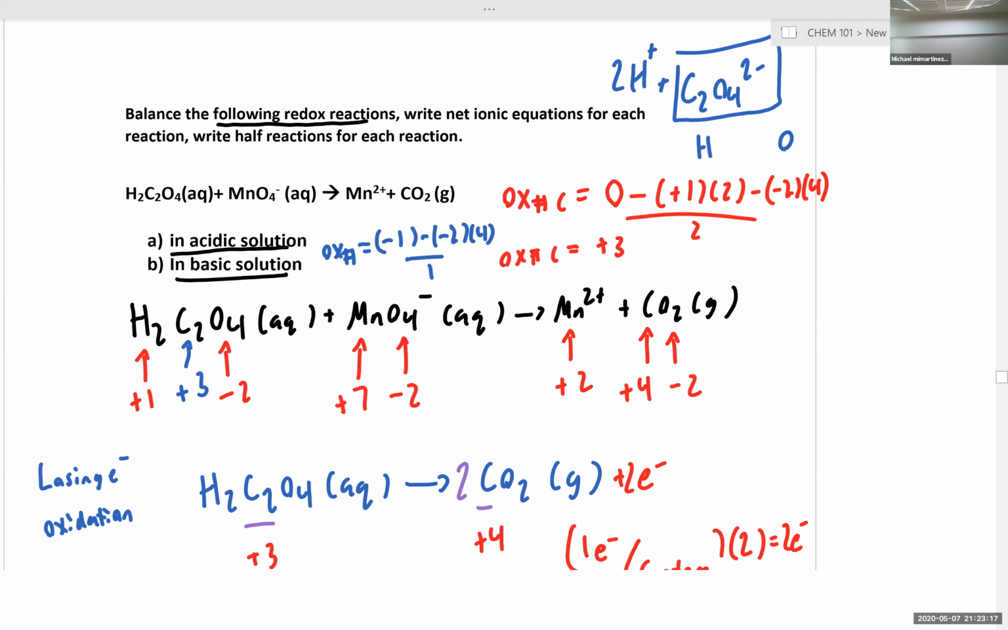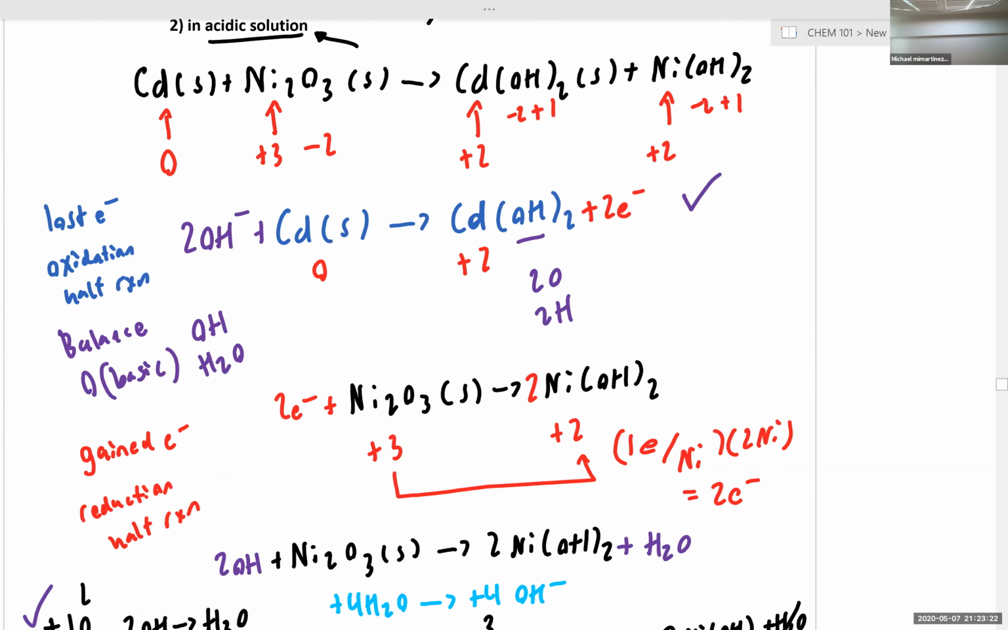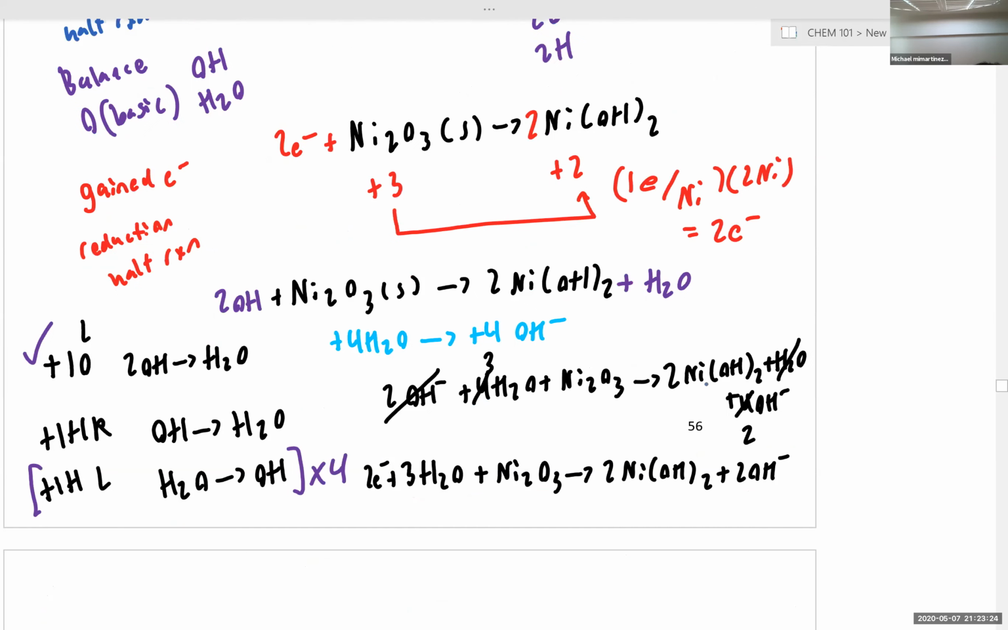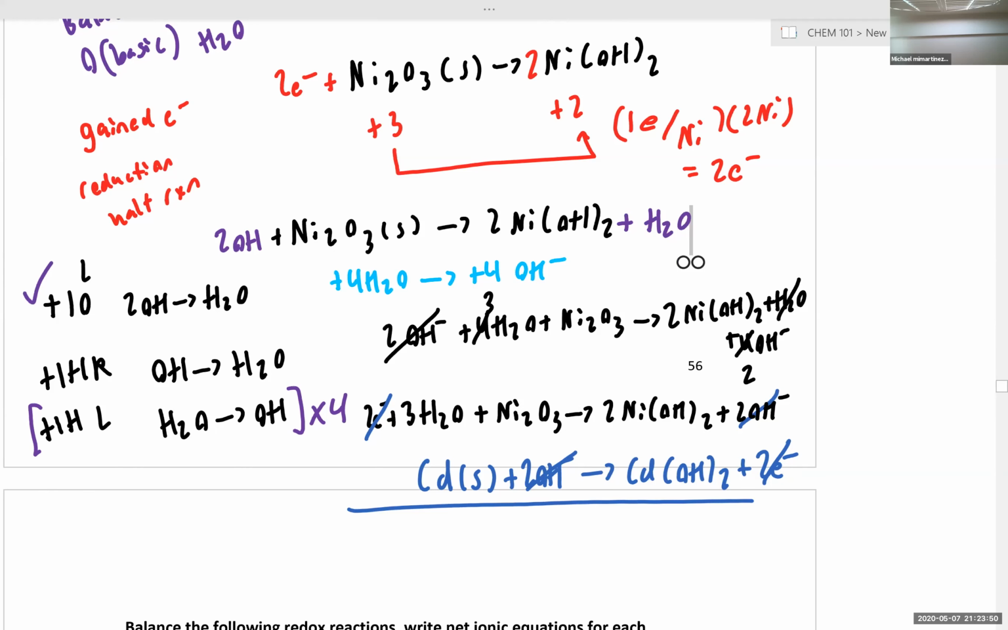Okay, now what we're going to do is rewrite our previously generated equation for cadmium. So we have cadmium plus 2OH minus leads to cadmium hydroxide plus 2 electrons. Our number of electrons cancel. So all we have to do is add these equations together. Hydroxide cancels because we have the same number of hydroxides on each side.